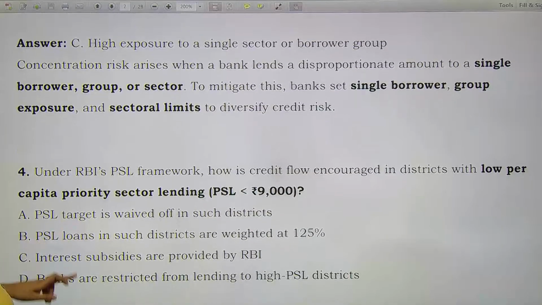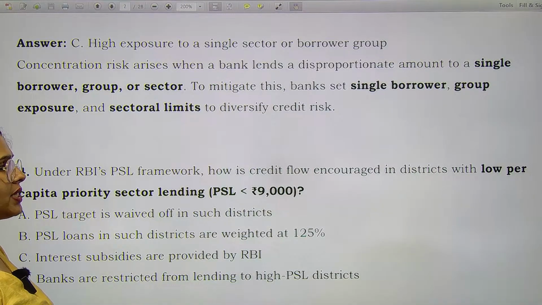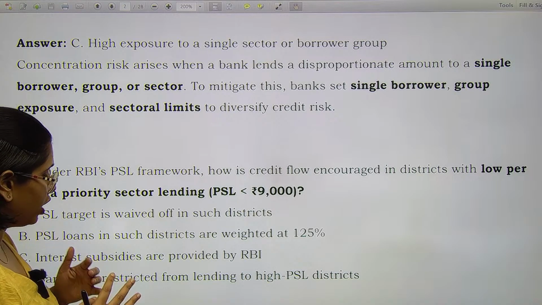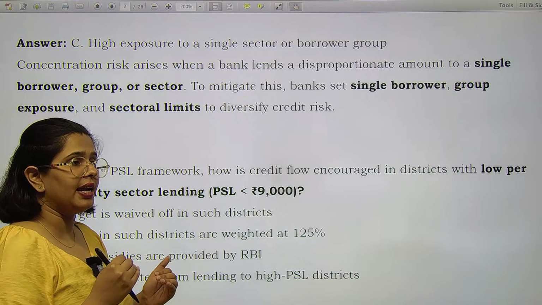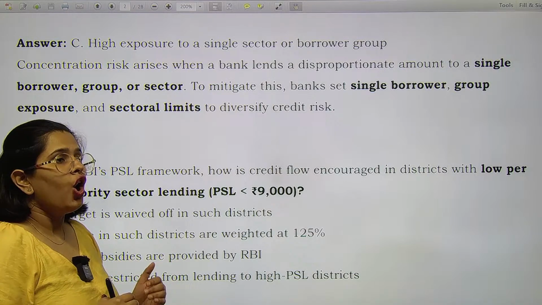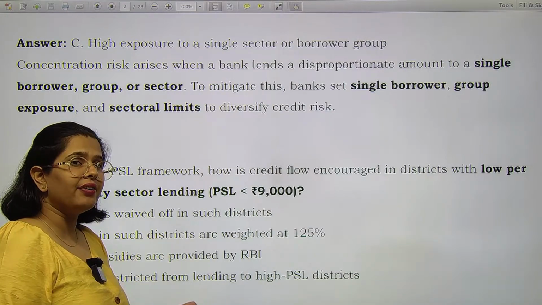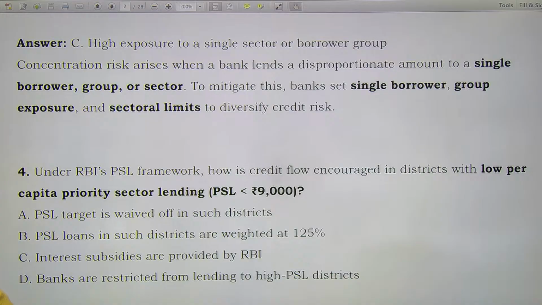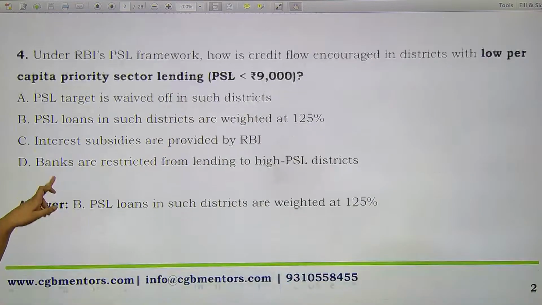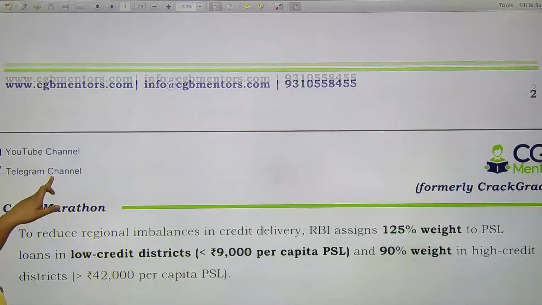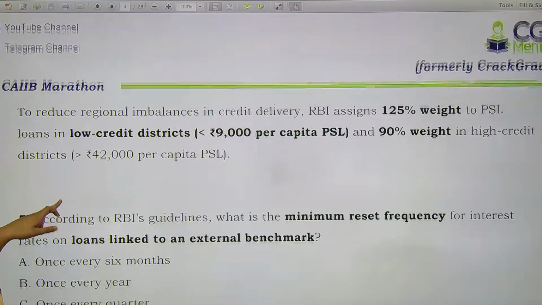Then we have, under the RBI PSL framework, how is credit flow encouraged in districts with low per capita priority sector lending? In all those districts where the priority sector lending per capita is really less, RBI assigns a higher weightage. Okay, where more weightage is given. So that is why PSL loans in such districts are weighed at 125%. We give them higher weightage, right?